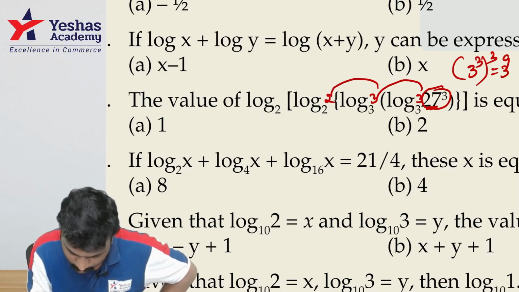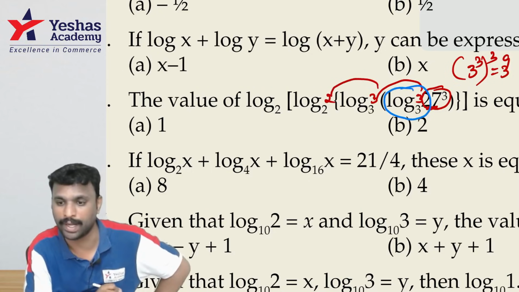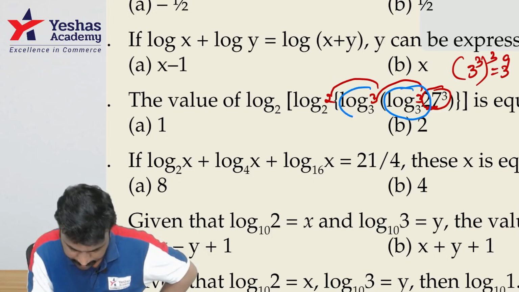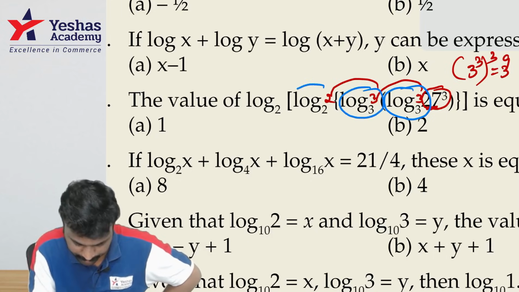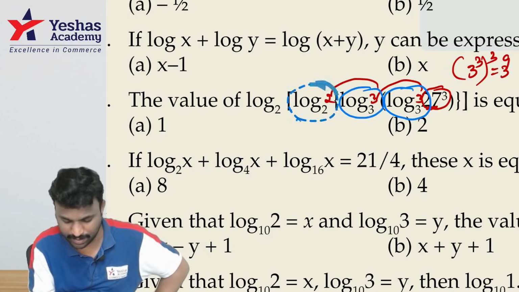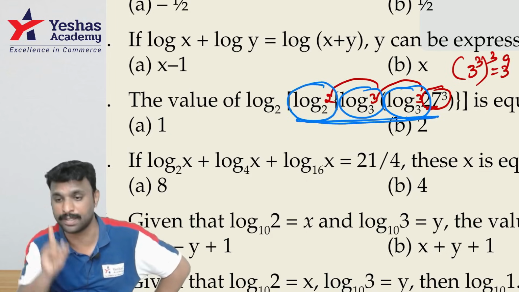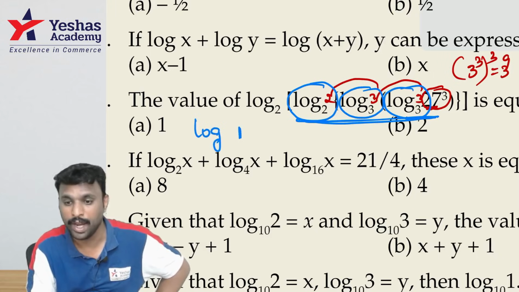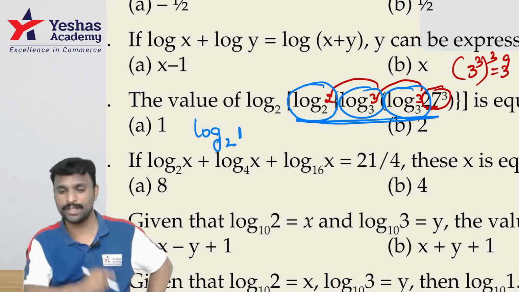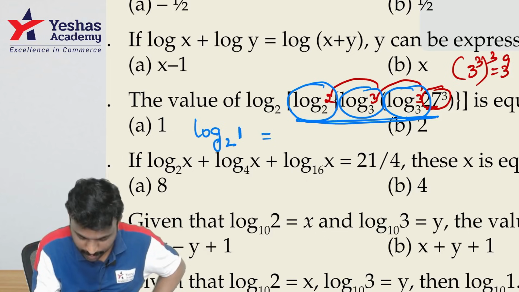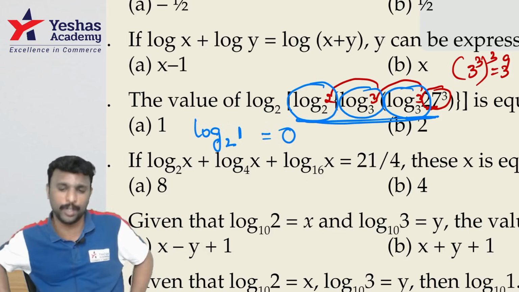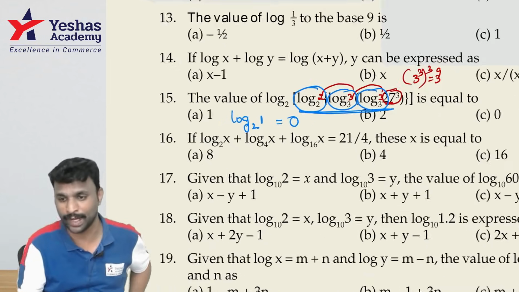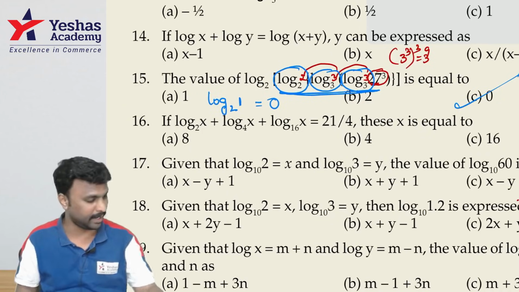Now tell me, guys, log 3 to base 3 is what? 1. Log 3 to base 3 again it is 1. Log 2 to base 2 again it is 1. So the result of these three log terms is 1. But outside there is 1 log and the result is 1 to the base what? 2. What is log 1 to base 2? It is 0. In fact, log 1 to any base is what? 0 only. So option C is the right answer.